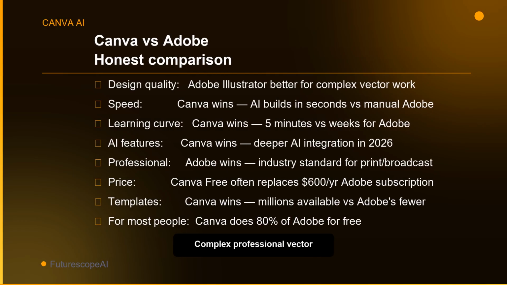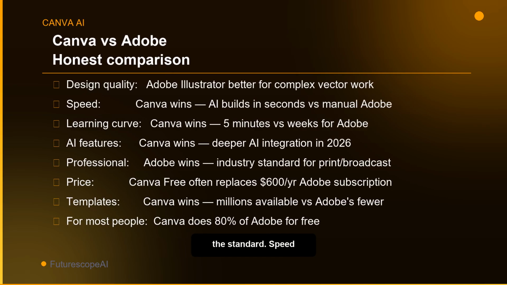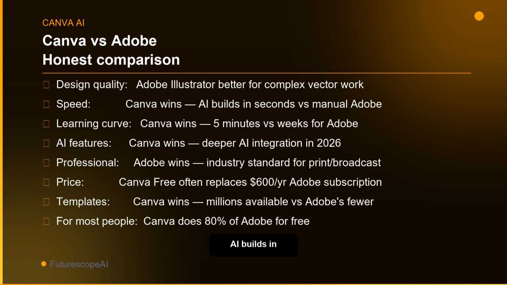The honest comparison. Complex professional vector work, Adobe Illustrator is still the standard. Speed, Canva wins, AI builds in seconds. Learning curve, Canva wins, 5 minutes versus weeks for Adobe mastery. AI integration, Canva wins significantly in 2026. Professional broadcast and print, Adobe still leads. Price, Canva free often replaces a $600 per year Adobe Creative Cloud subscription. Templates, Canva has millions. For most non-professional designers, Canva does 80% of what Adobe does for free.